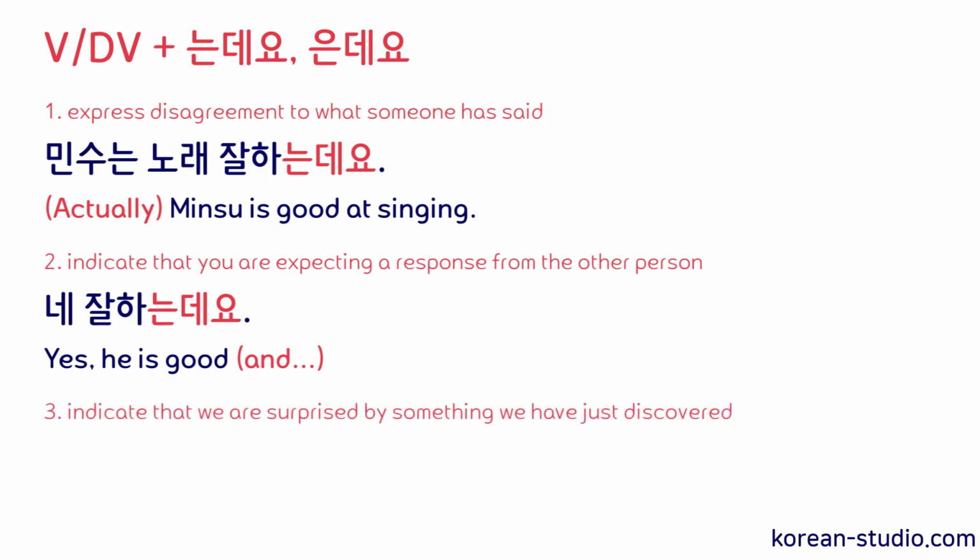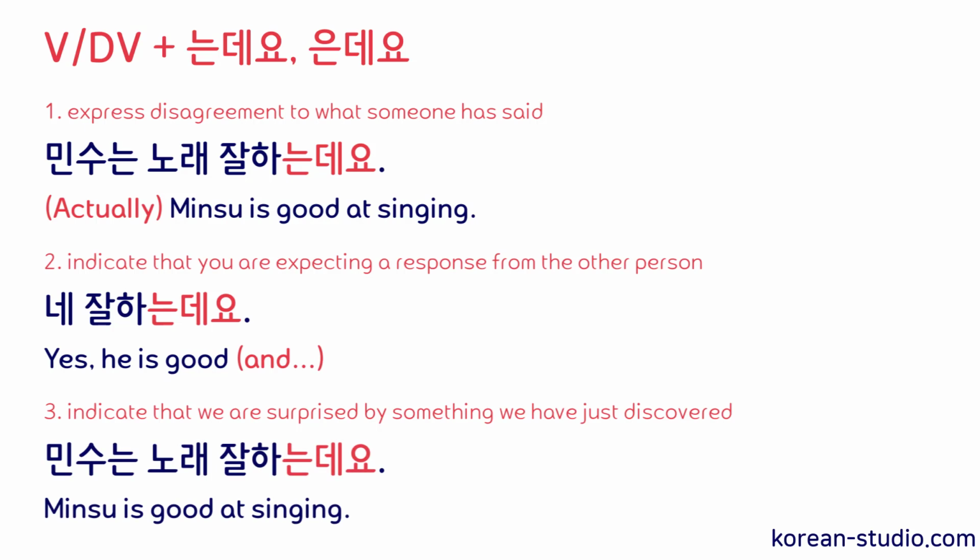Third, we can use 는데요 to indicate that we are surprised by something we have just discovered. So if we are surprised by 민수's singing talent, we can say 민수는 노래 잘하는데요. And in this sentence, 는데요 is used to indicate my surprise at what I have just discovered. And in this way, 는데요 is somewhat similar to 네요 and 군요, which we learned earlier. However, 는데요 expresses a greater degree of surprise than 네요 and 군요.